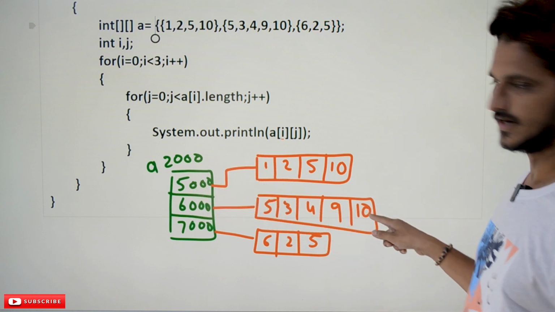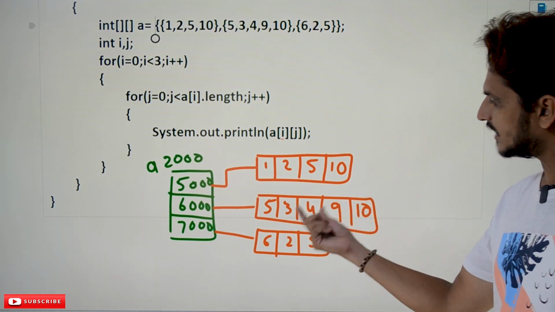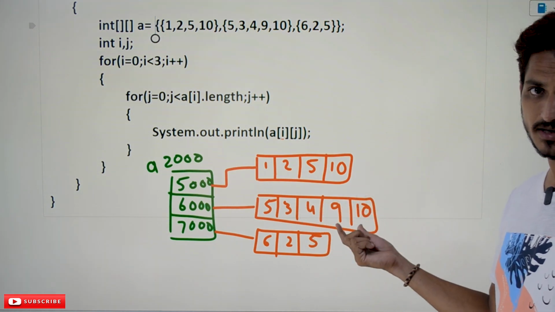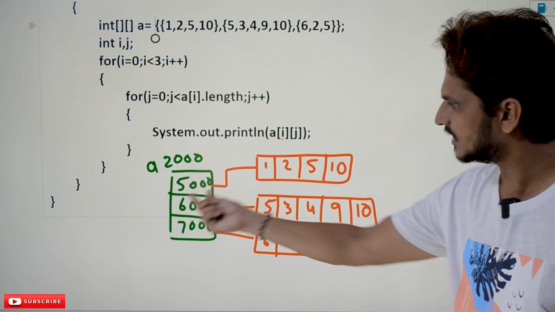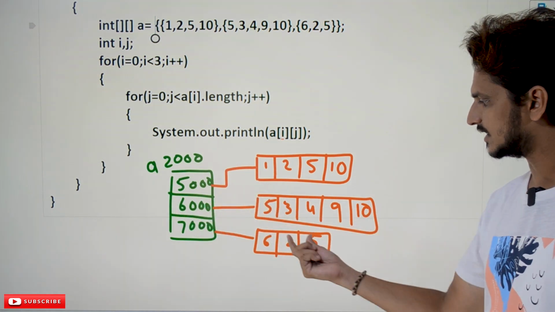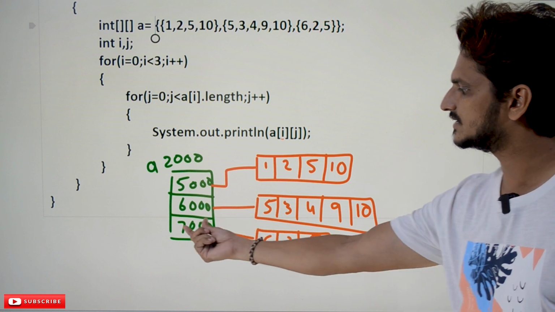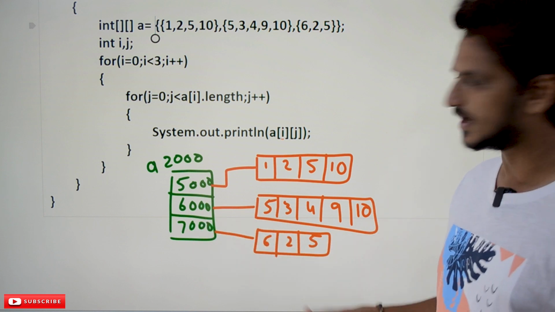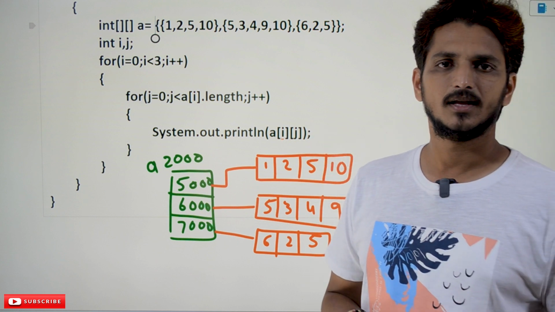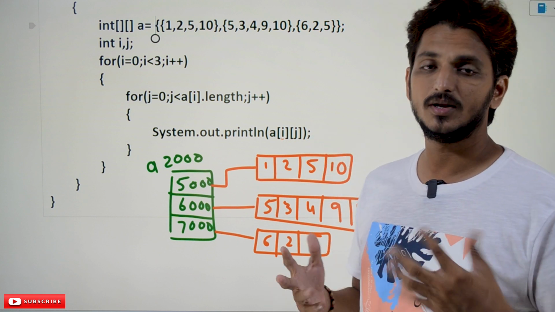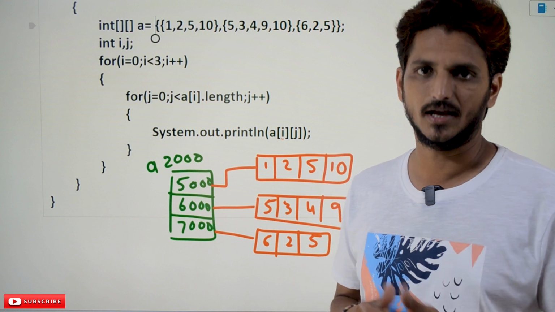And for the second array, define one more array, 5, 3, 4, 9, 10. These are the elements, and the starting location of this array is 6000. It is stored here. The same way, the third array is at 7000. This is how it is declared and assigned. This is how memory is allocated. So you can go with fixed or variable length according to our need.